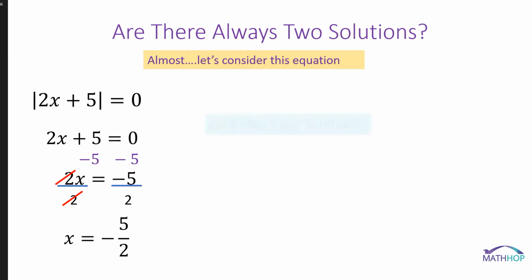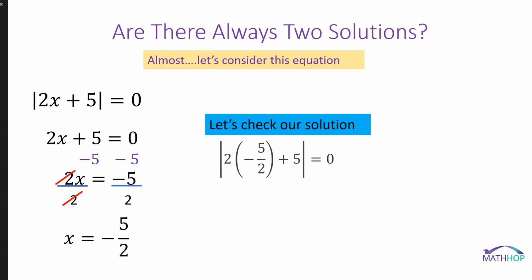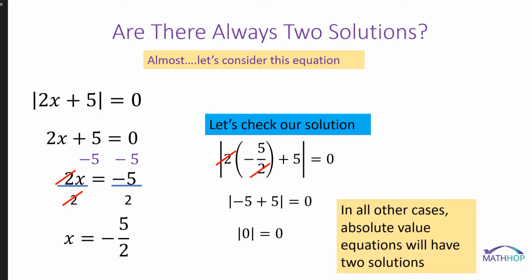So let's check our solution just to make sure. Throw the absolute value bars back up there, and we have, remember, 2 times x, where x is -5/2, plus 5, and let's see if that has an absolute value of 0. So 2 divided by 2, those cancel. We're left with the absolute value of -5 plus 5 being 0. And -5 plus 5 is 0, and 0 does have an absolute value of 0. Now, in all other cases, if you don't have an absolute value set equal to 0, you will get two solutions. So it's mostly correct when they say they all have two solutions.